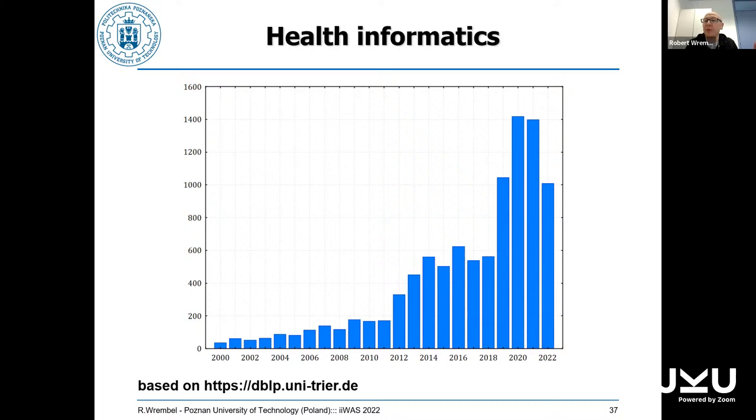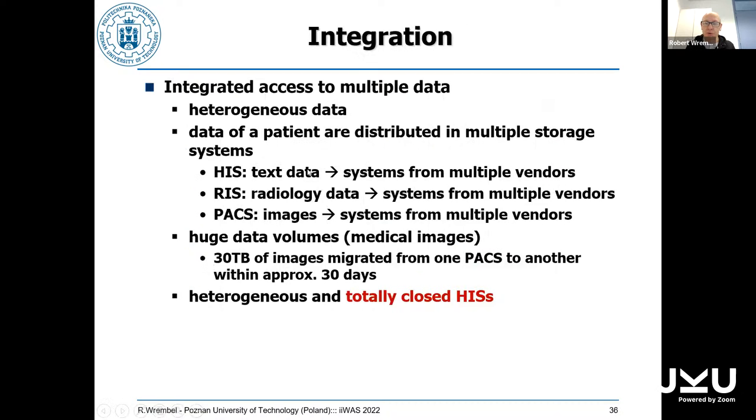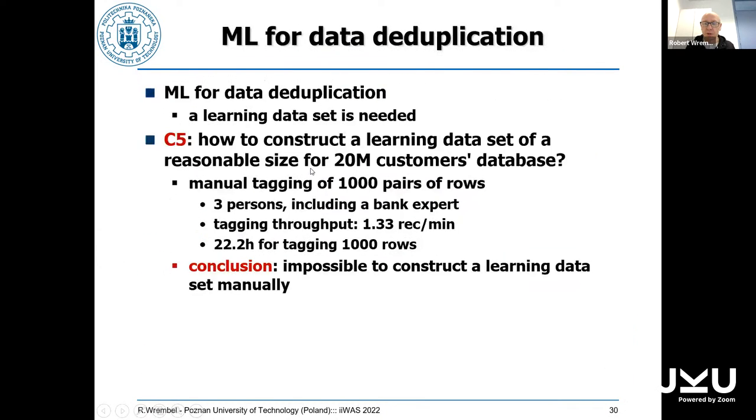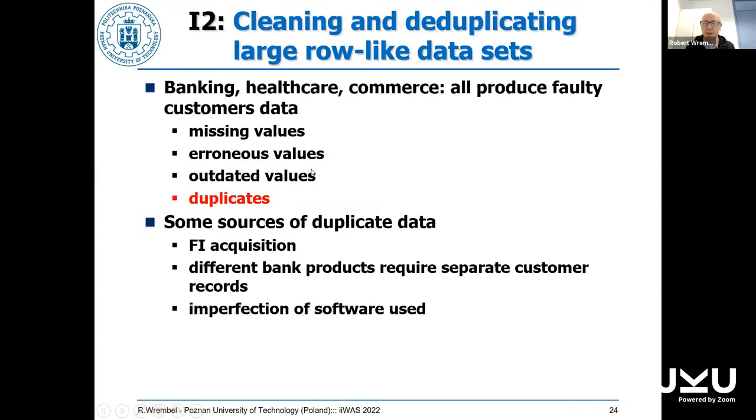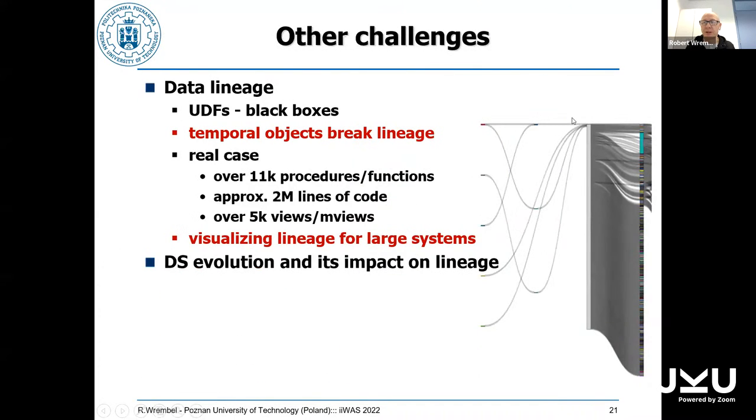So they don't provide these tools for full lineage. Temporal objects, yes, they are not able to handle temporal objects in lineage. That's why what I showed you in this slide with lineage, this one, is an in-house developed tool in the bank, because there was nothing reasonable available. So that's true.